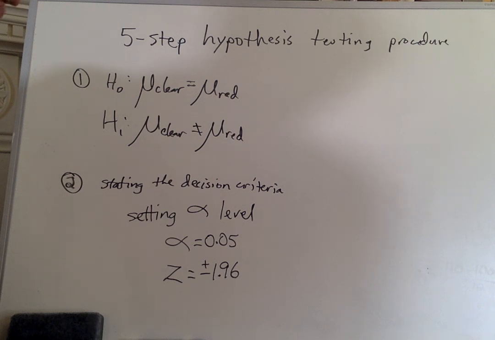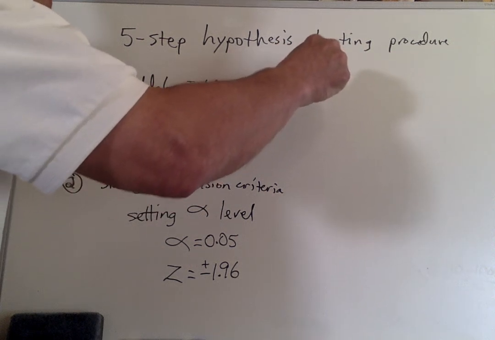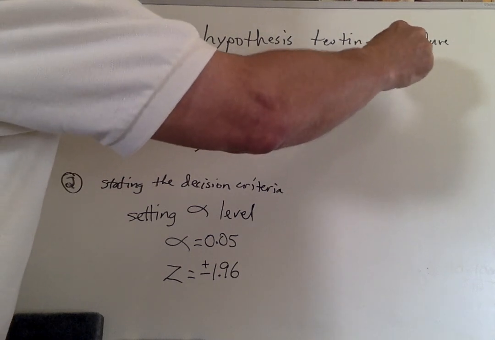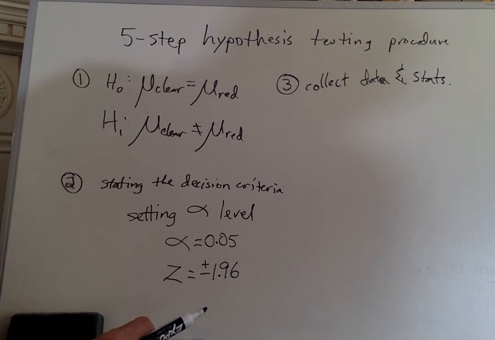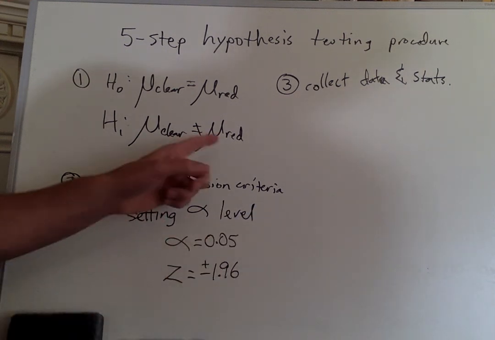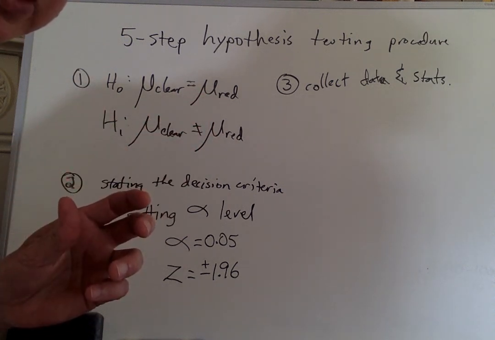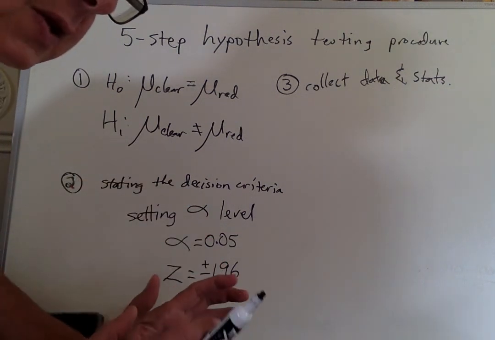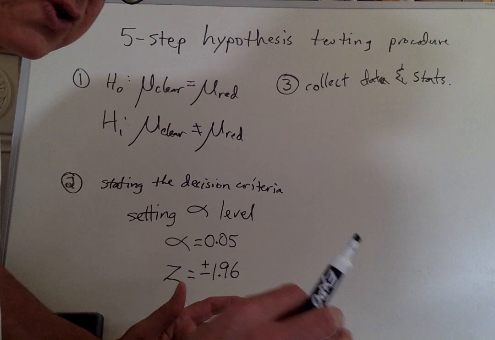So now we need to collect some data. That's step 3: collect your data and do your statistics. Now, I want to know what the population of people that would be tasting a red solution would look like. This gets a little bit funky for some people. This is a hypothetical population, okay? This is why we're doing inferential statistics.